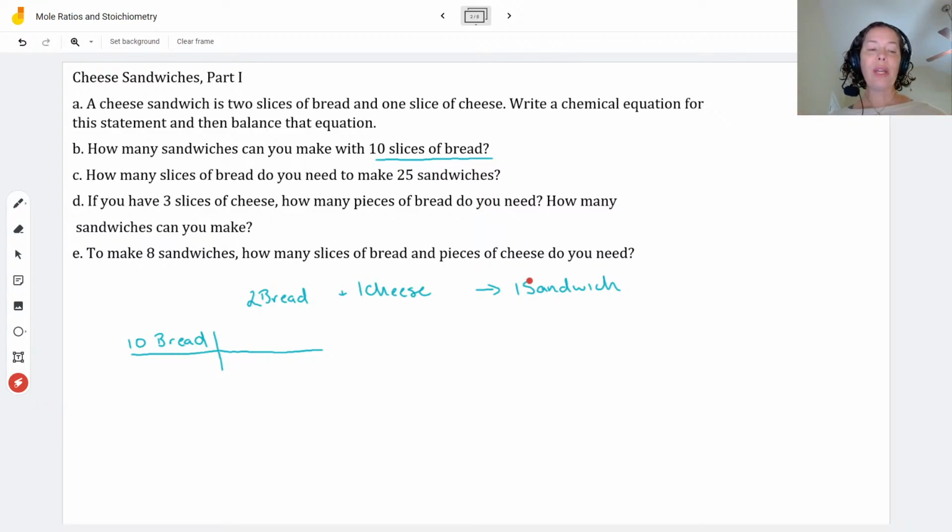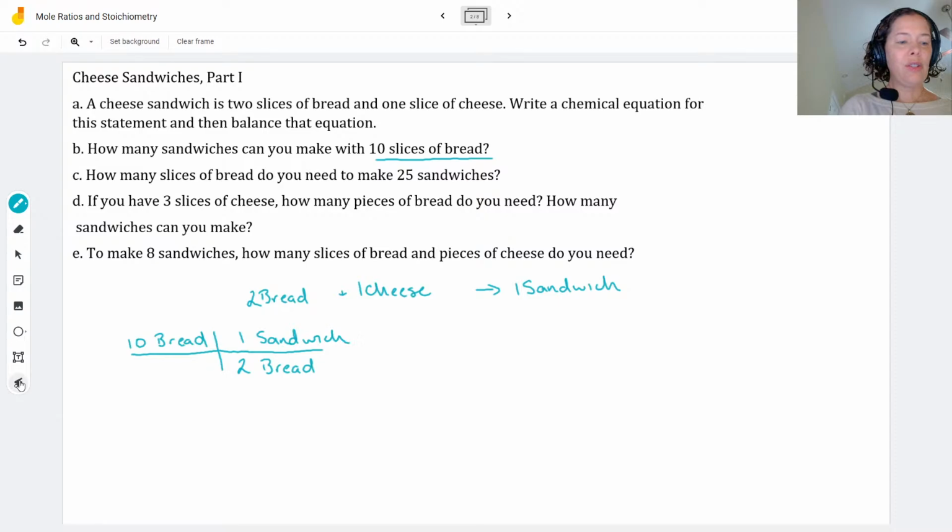Now, when we're doing this conversion, because this is really a conversion, you can think of these as all dimensional analysis problems, I want to make sure that my unit that is bread cancels out. So I'm going to put 2 bread in the denominator, goes to 1 sandwich. So again, this whole thing is called the mole ratio. Let me write that down. This is the mole ratio.